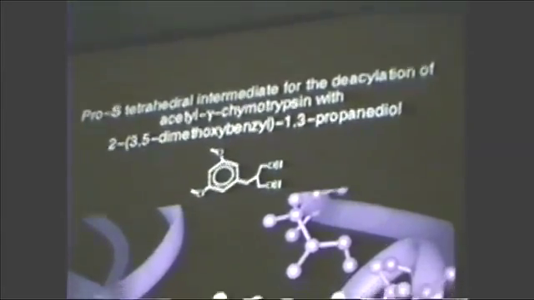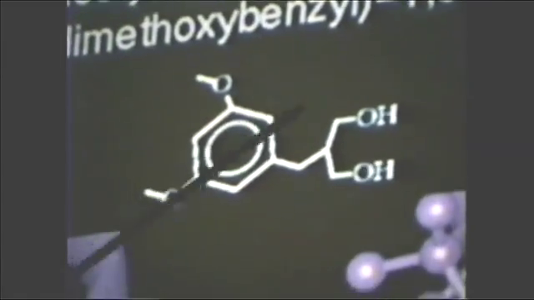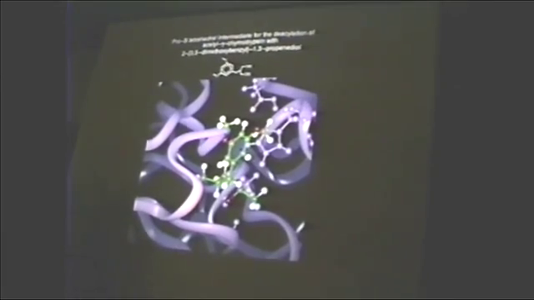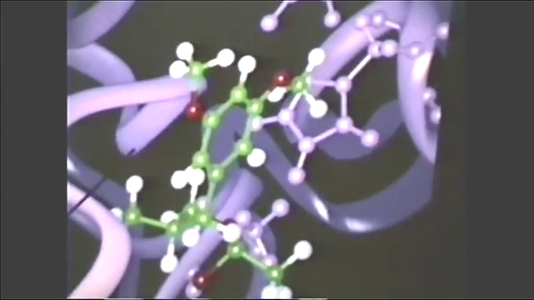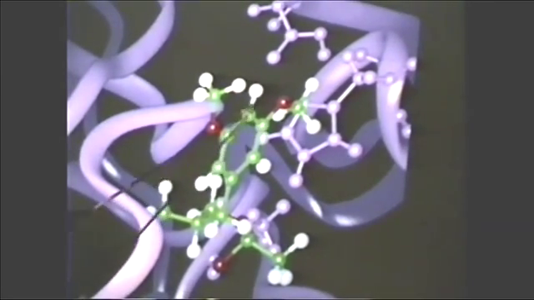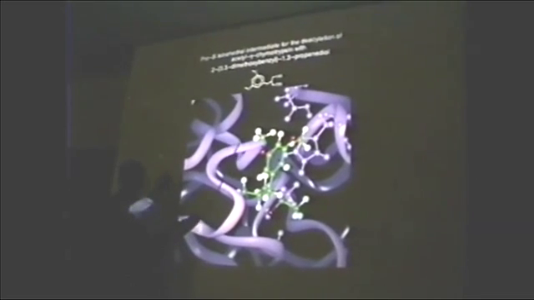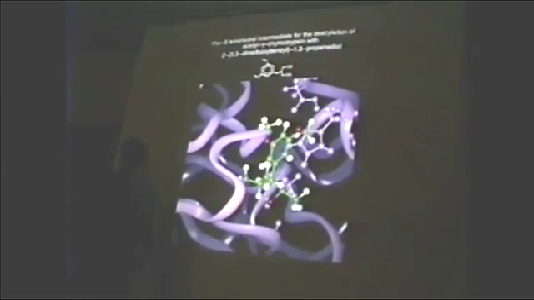This is a computer-generated structure of the pro-S tetrahedral intermediate for the deacylation of the acyl gamma chymotrypsin with this prochiral diol. Okay, so this band here, this is the enzyme, and this green, white, and red thing, that is the substrate. Now the important thing here is that this is the dimethoxybenzyl group. You can see this is a benzene ring, this is oxygen, this is methyl, this is another oxygen, another methyl. And in the pro-S configuration, this dimethoxybenzyl group doesn't fit into the binding site, into the S1 site of the enzyme, so it sticks out. It's exposed to the solvent. It is not desolvated in the transition state. That's what the data show.